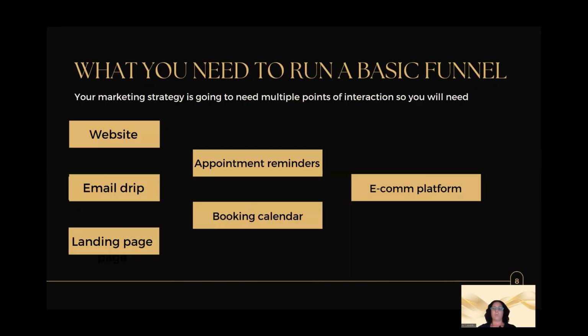So what are you going to need to run this funnel? Your strategy is going to have different points of interaction that you're going to need. A website can do all this for you. So number one is optimizing your website. The website should ideally host your email drip feed, your landing pages. If you're a service coach based business and you're booking calls, then you're going to want it to have your appointment reminders, a booking calendar in there.